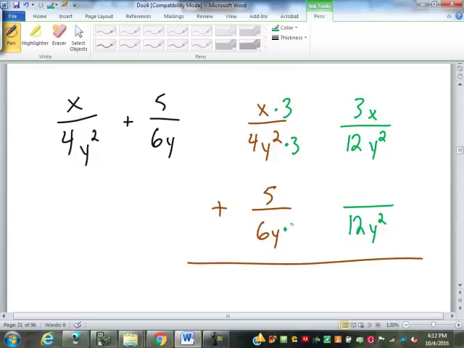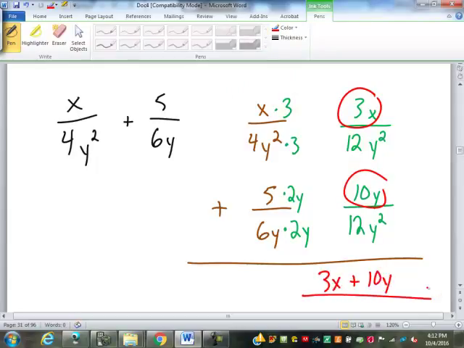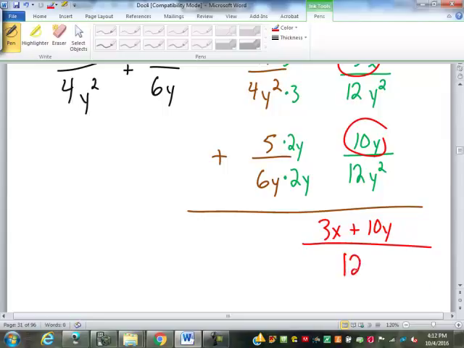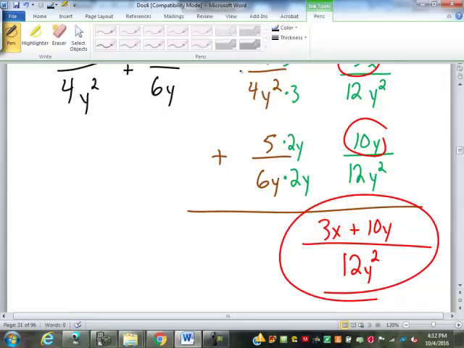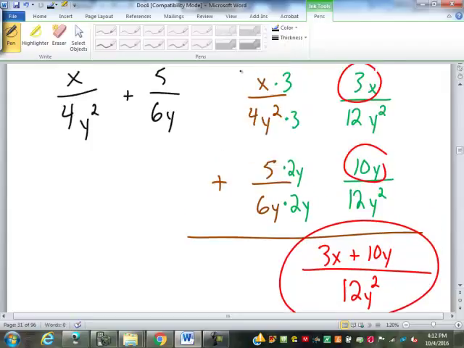What has to happen to the 6 to turn it into a 12? Times 2. Does anything have to change with the y? It has to go from y to y squared, so we multiply by just y. y times y makes y squared. So 5 times 2y is 10y. So now on top, we've got to add the numerators. 3x plus 10y over 12y squared.